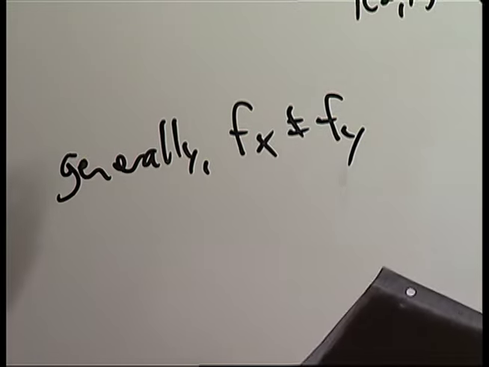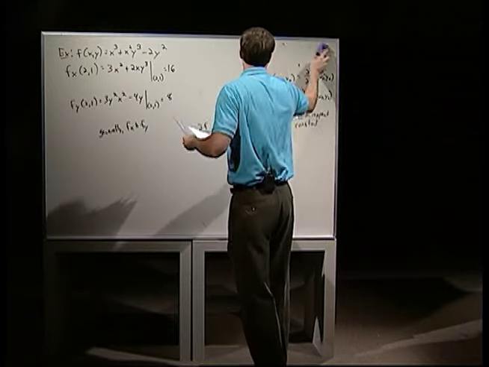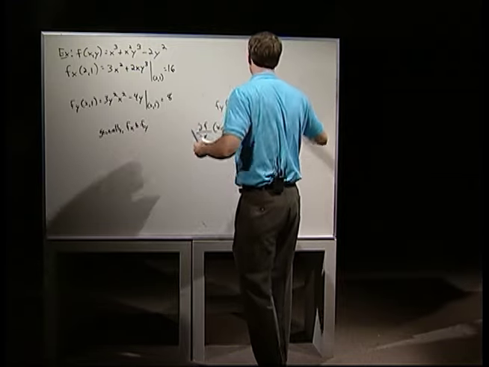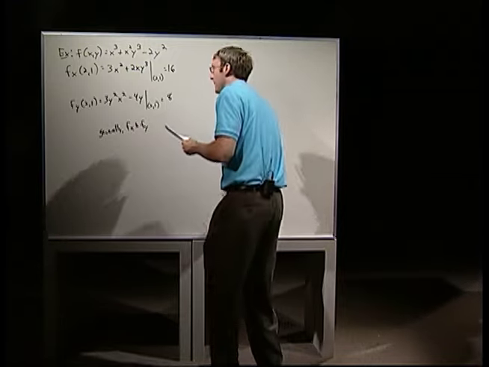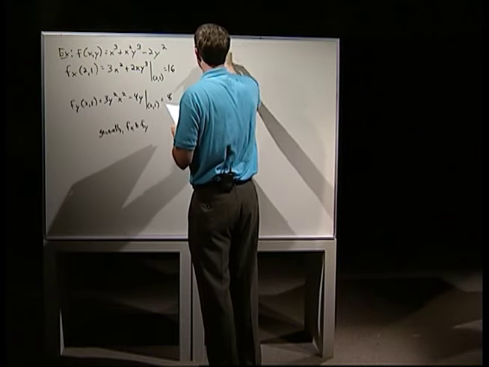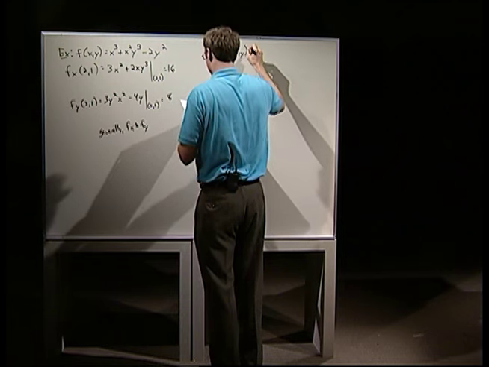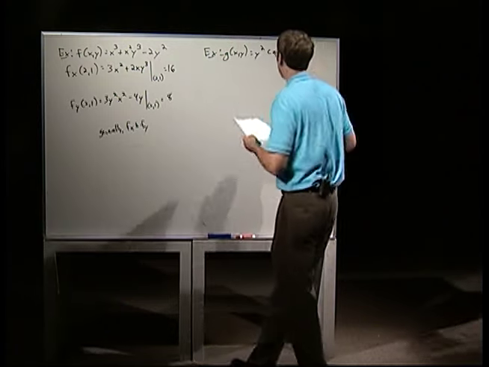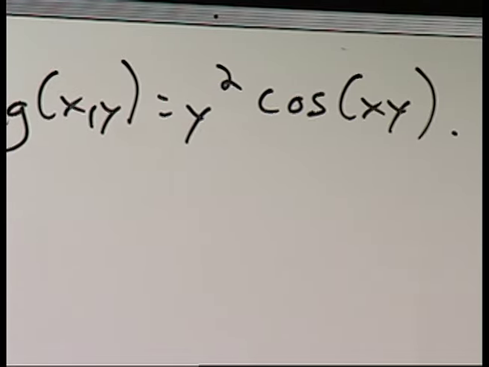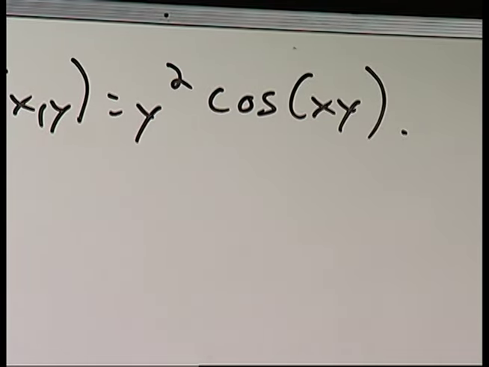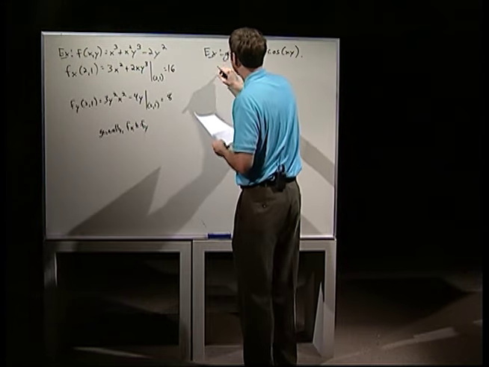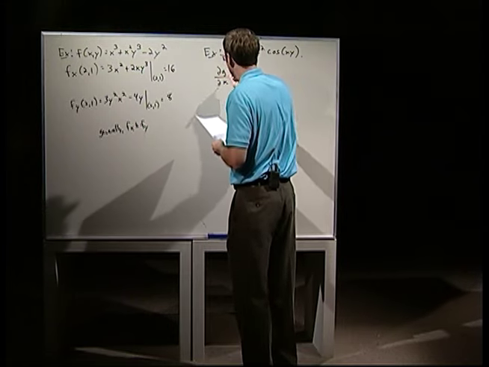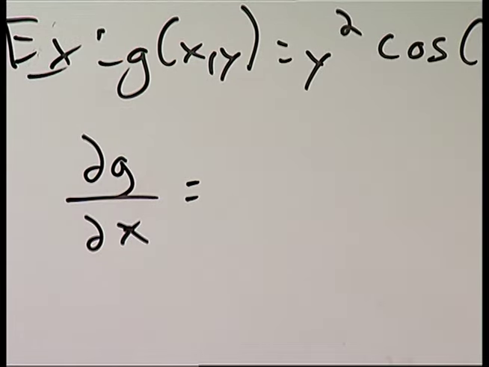OK. Let's look at another example here, maybe something slightly harder, but still not too bad. How about g of x, y equals y squared cosine xy. There, you have something inside, so you have a chain rule situation going on here. Let's get the partials. Partial g, partial x. Well, I've got to use product rule and chain rule here. Both. I've got a product and a chain situation.